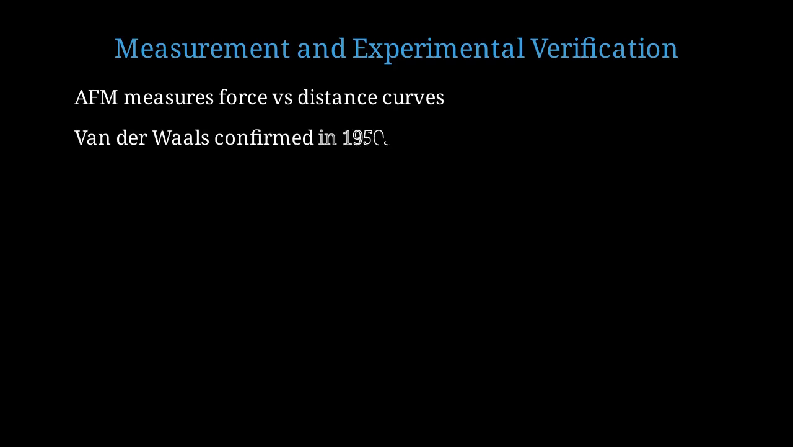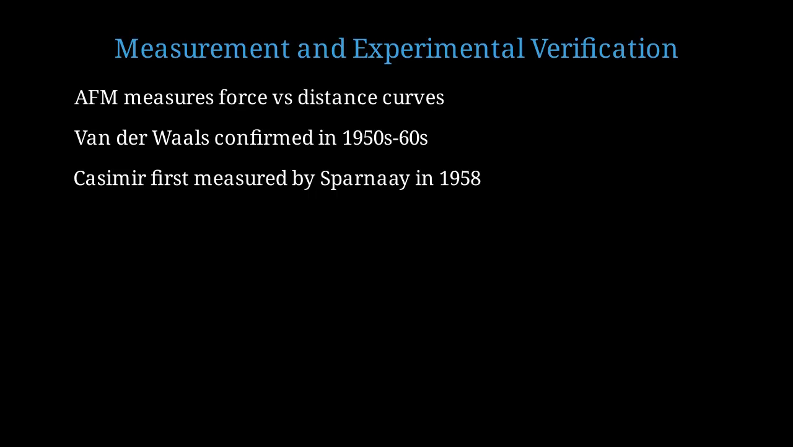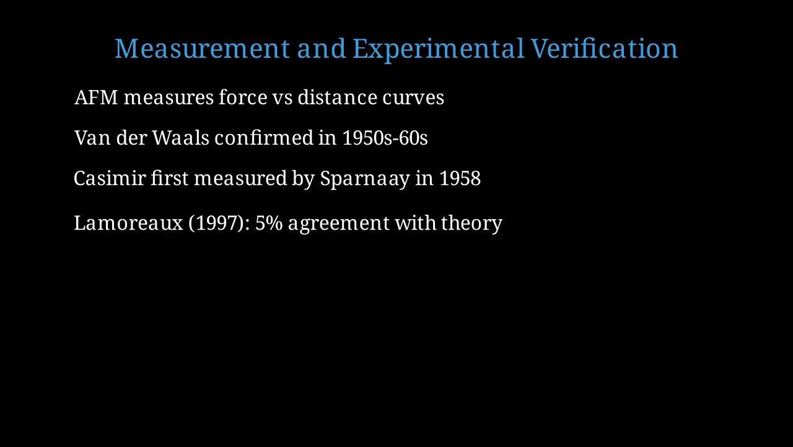Van der Waals forces were confirmed experimentally in the 1950s and 60s using surface force apparatus measurements. The distance dependence matched the theory beautifully. The Casimir effect was first measured by Sparnay in 1958, though with large uncertainties. More precise measurements came in the 1990s and 2000s using micro-mechanical oscillators and AFM. Lamoureux in 1997 achieved 5% agreement with Casimir's theory using a torsion pendulum. Modern measurements have pushed precision below 1%.